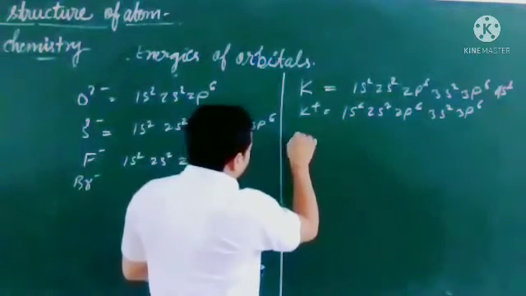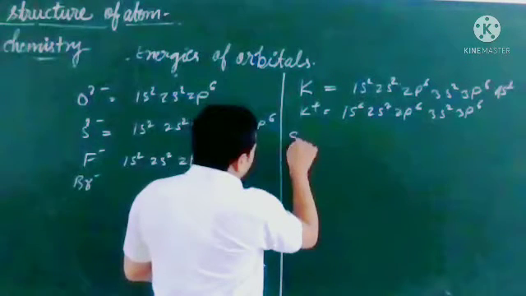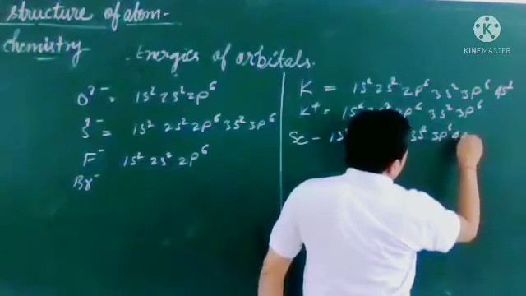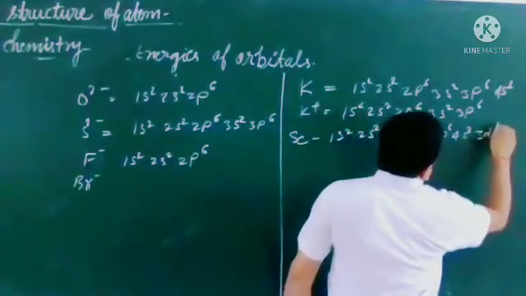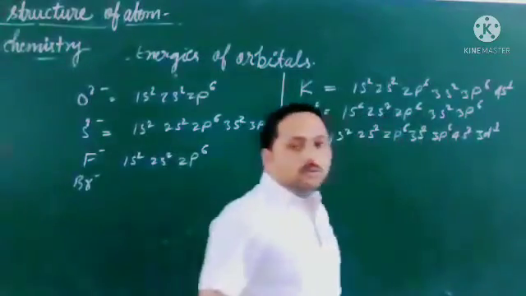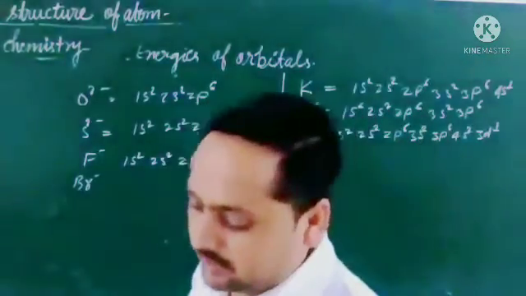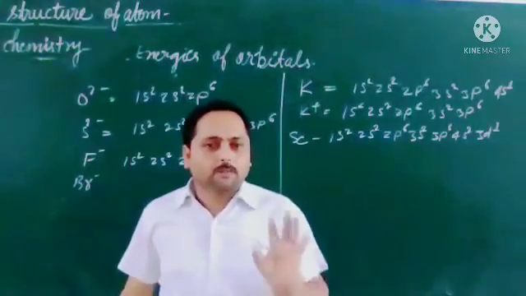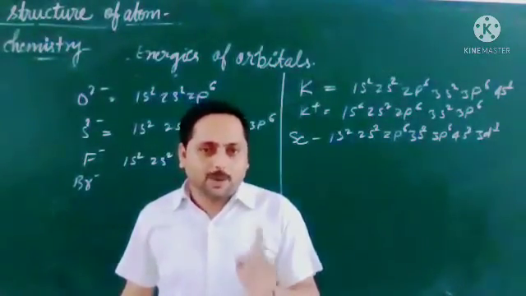I have written this here. So that we can calculate 1s2, 2s2, 2p6, 3s2, 3p6 and 3d1. Just look here. How to remove electron from here? That is the main confusion, and maximum students have confusion about this.